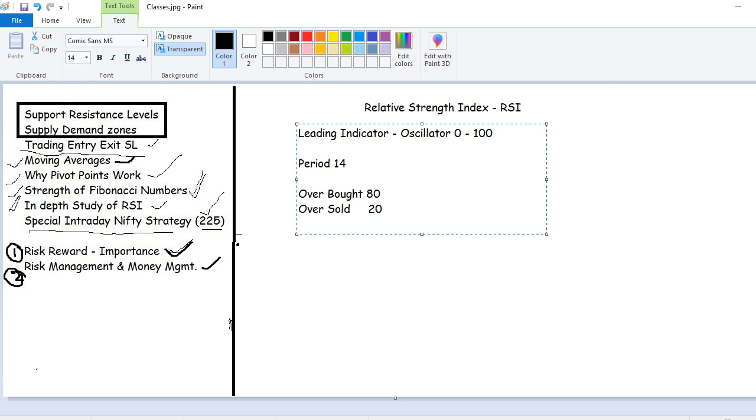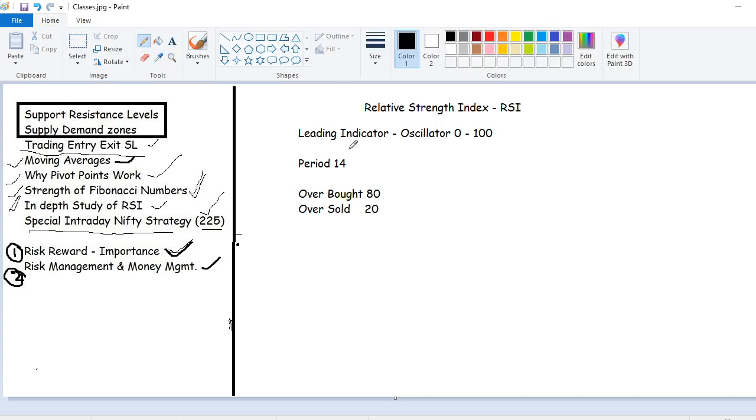So what does this mean? Let's suppose RSI is ranging between 0 to 100, let's suppose this is 100 and this is 0. Whenever RSI goes above 80, we call it the overbought zone. Why do we call it the overbought zone? It's nothing but the buying is happening for a long time. It keeps on going. After a certain level, it doesn't matter whether it is a bull rally or a bear rally, there should be a pullback or a consolidation.